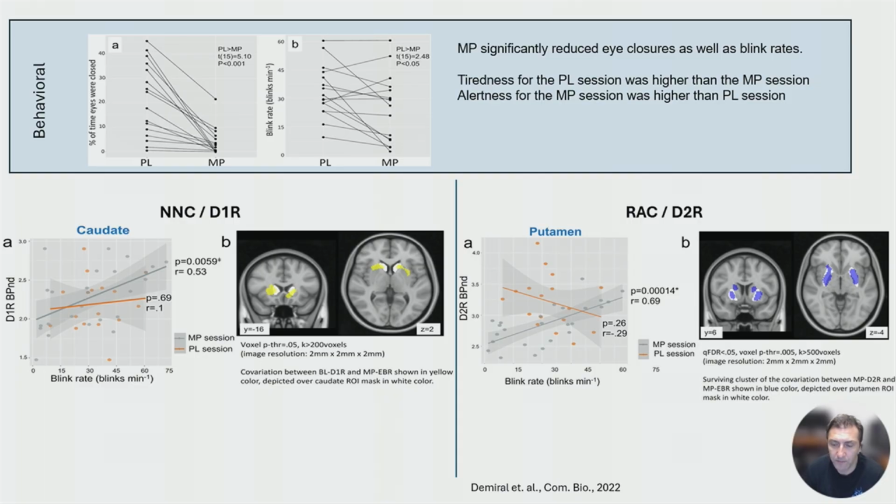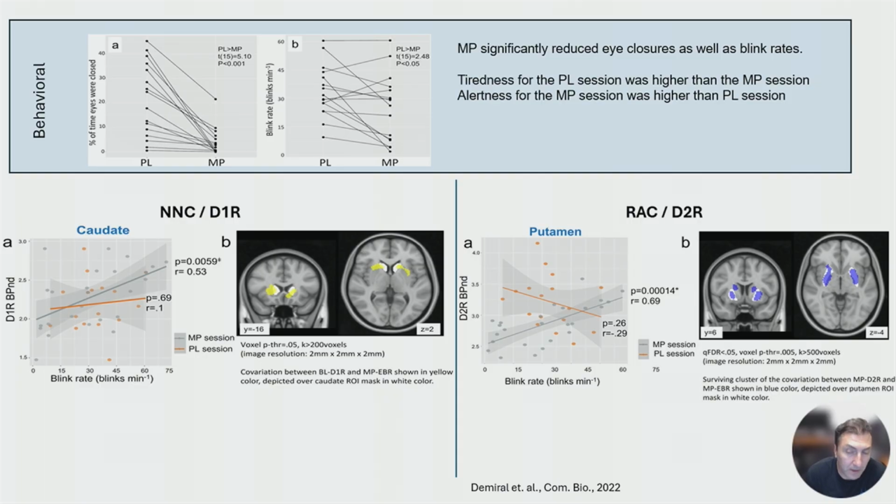Overall, these initial findings showed that when we give methylphenidate, the blink rates and their correlation with the dopaminergic system are more likely to be visible. So methylphenidate brings the dopaminergic activity levels up, making them more comparable with blink rate measures. This is more related to the dopaminergic system and the receptor activations.